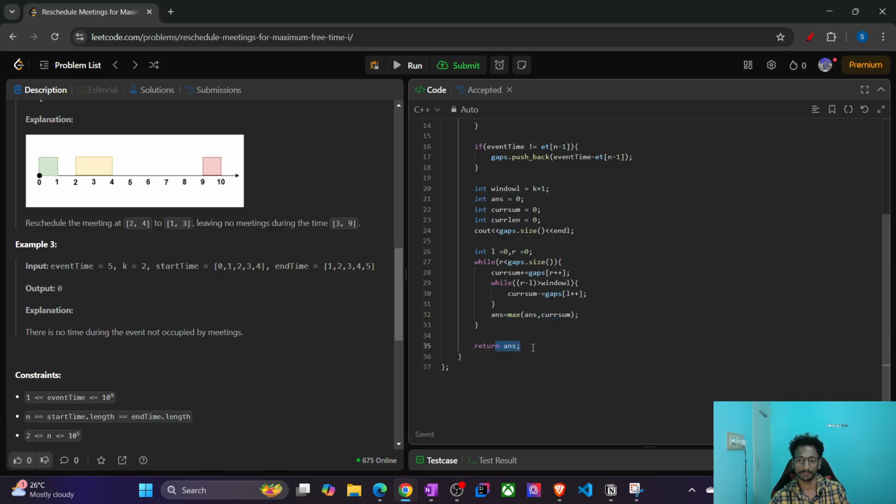Now return the answer. It is clear how we get the answer, the logic, how we implement and use the sliding window here, and why the length of the window here is k plus 1.